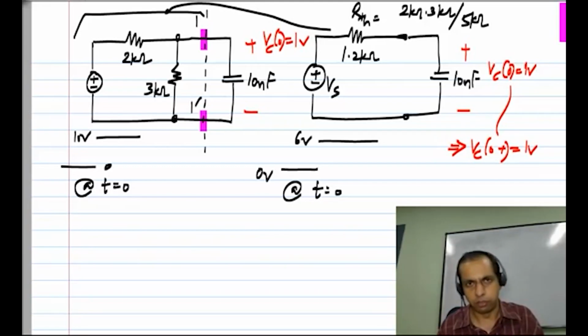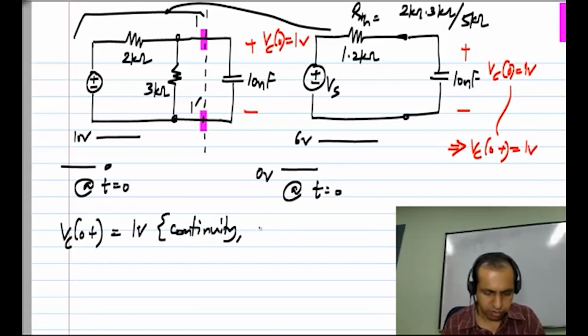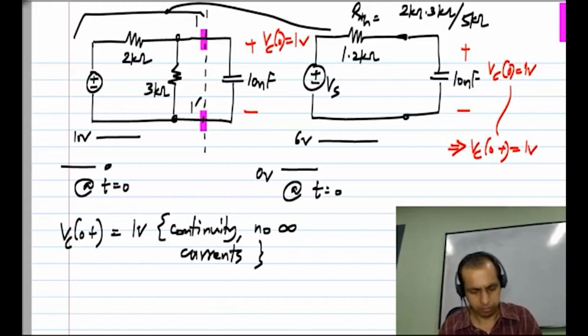Now we know the general form of the solution. You can do this in many ways. So Vc of 0 plus is 1 volt. This is because of continuity and no infinite currents.